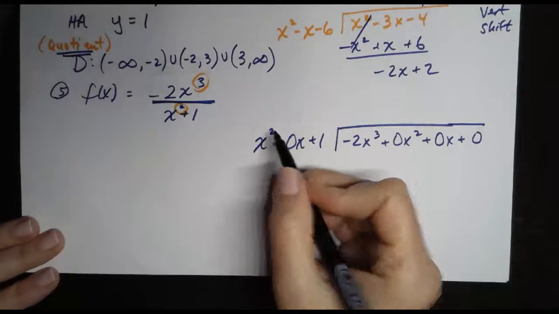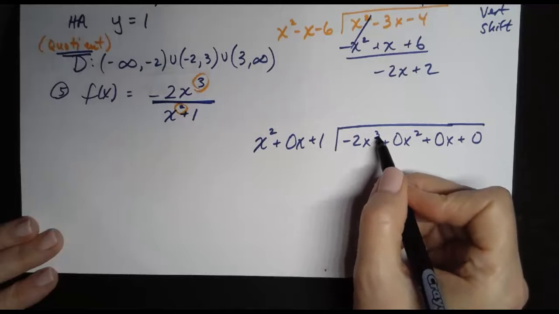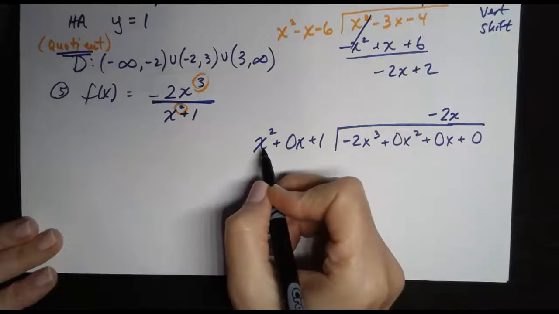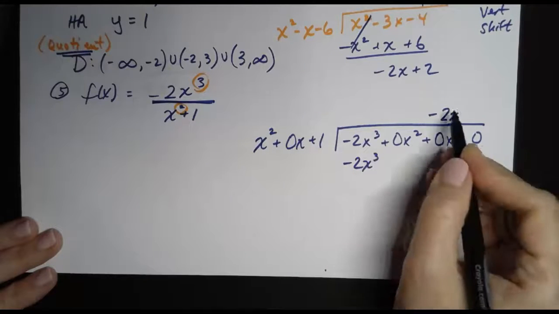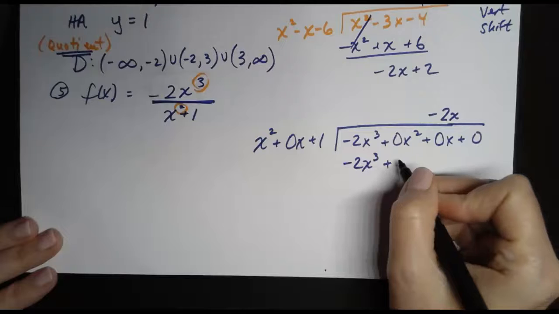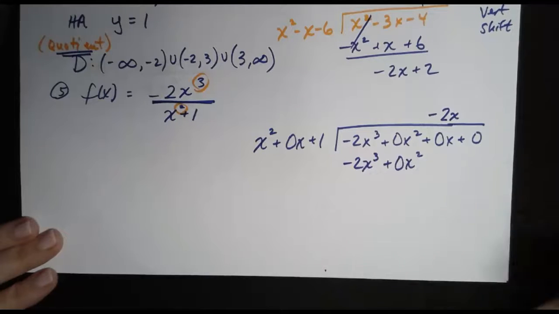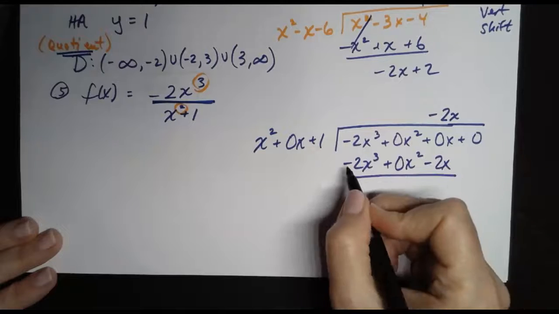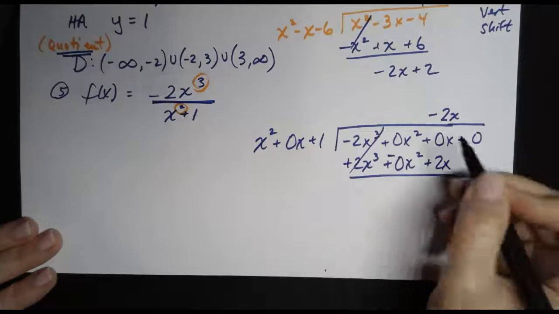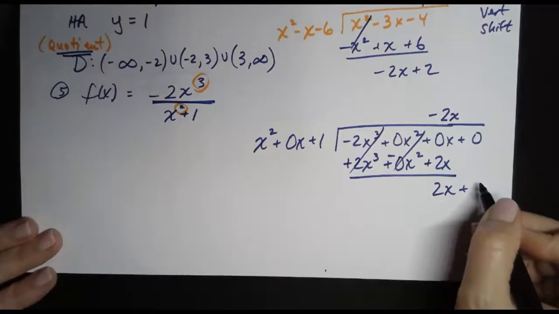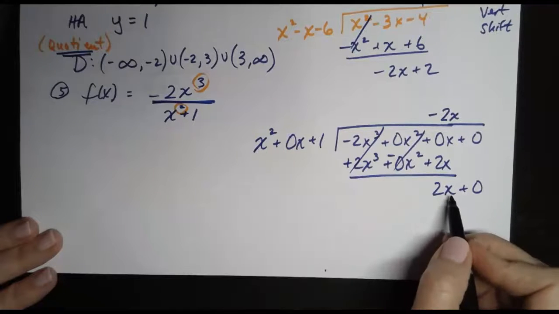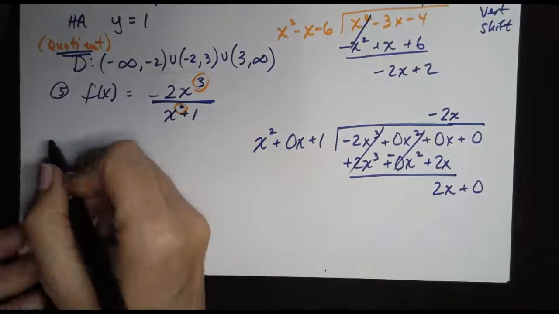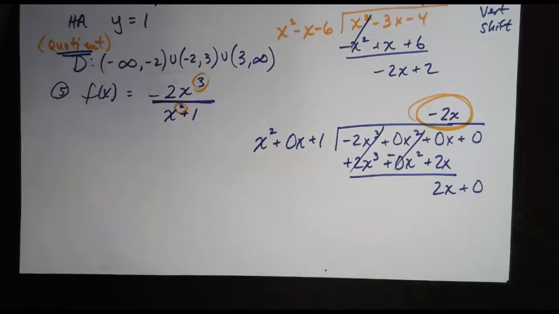Let's do the division. X squared goes into -2x cubed, -2x times. -2x times x squared, -2x cubed, -2x times 0, plus 0x squared, plus or minus, it doesn't matter, it's 0. -2x times 1, -2x. Draw the line, change the signs, cancel, cancel, 2x plus 0. And then, of course, x squared will not go into 2x, so this is your remainder. So what we see here, once again, is we have a quotient of -2x.